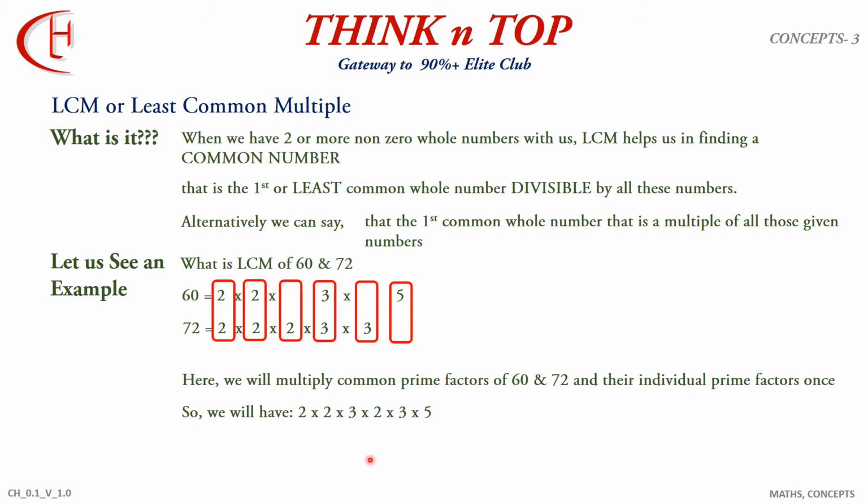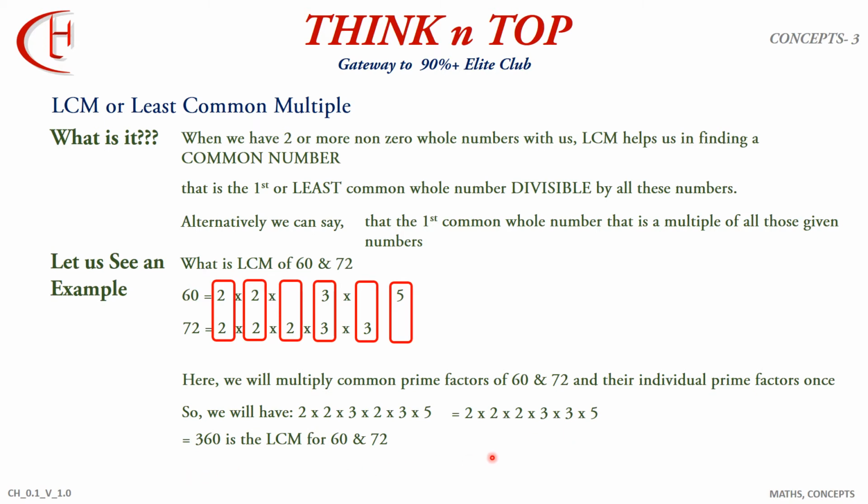What we are going to do is multiply these things. From this we have got 2. From here we have got this 2. From this 3 we have got this 3. These are the 3 common prime factors of 60 and 72. And then we have the individual 2, 3 and 5. So what do we get? I have just rearranged it to look nice. So 360 is the LCM of 60 and 72.